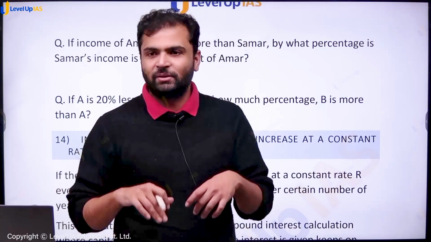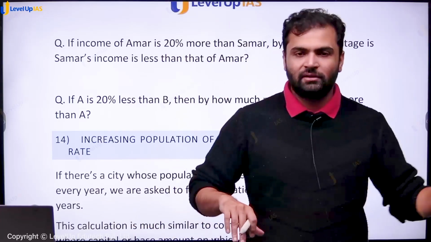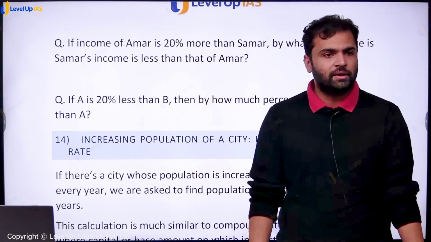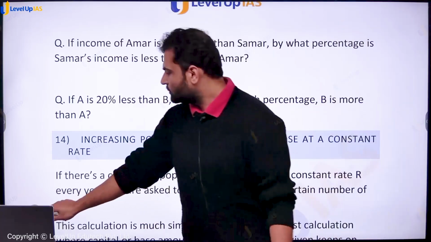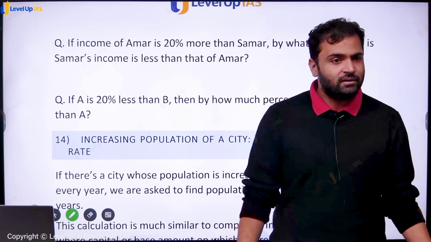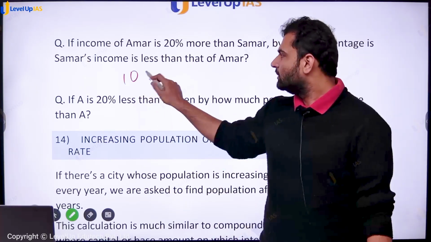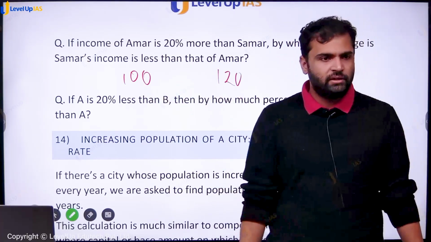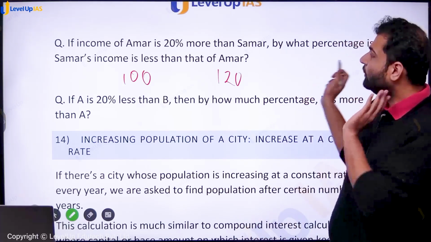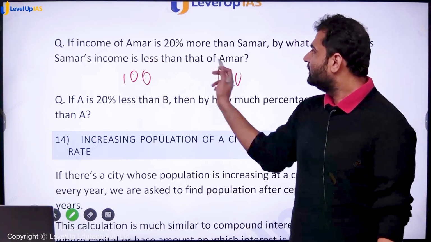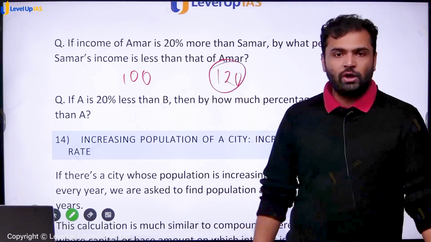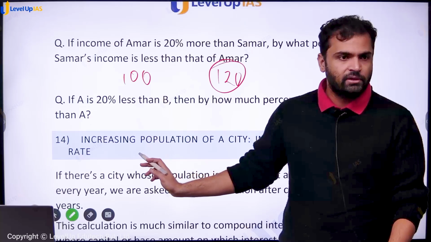See, there is one person Amar, there is one person Samar. We are given income of Amar is 20% more than that of Samar. So what we can do is, we can assume Samar's income as 100, Amar's income would be 120, right? Now we want to find out by what percentage is Samar's income less than that of Amar. Now we have to change the base to 120. That is what we have to do.